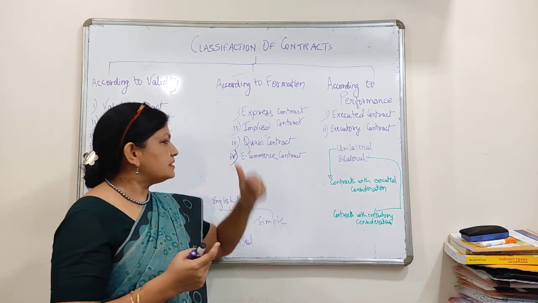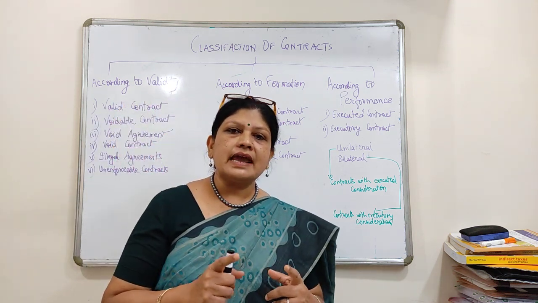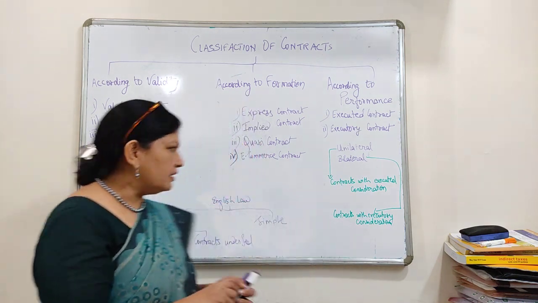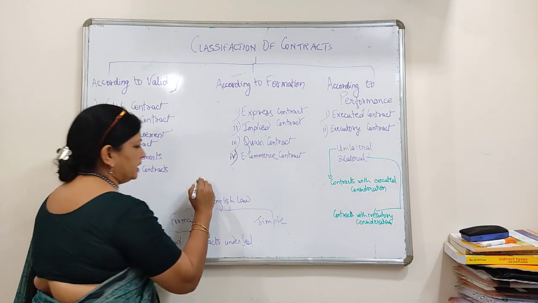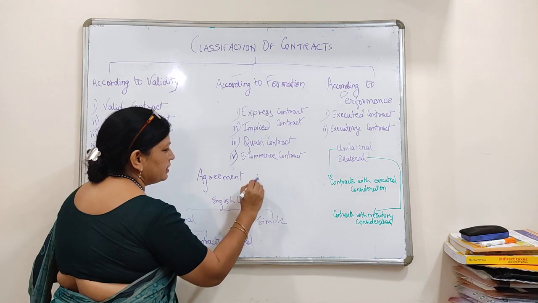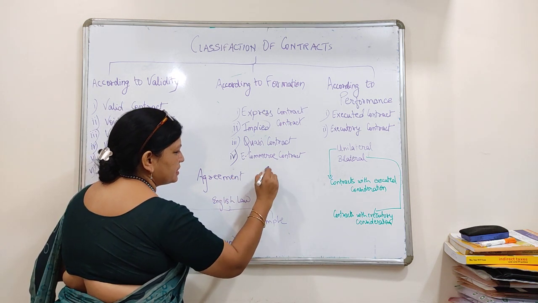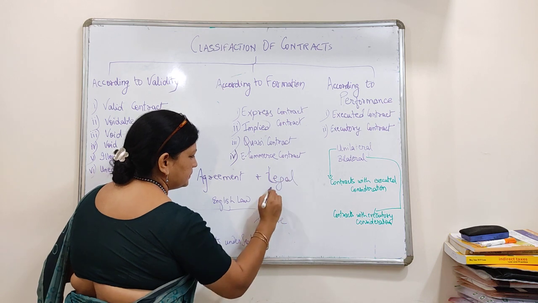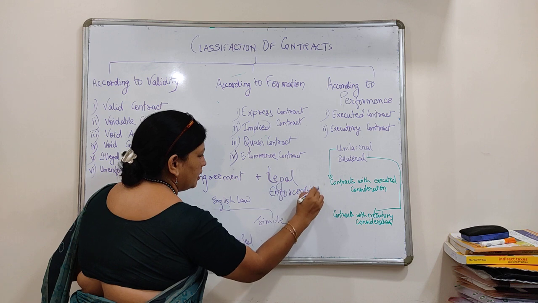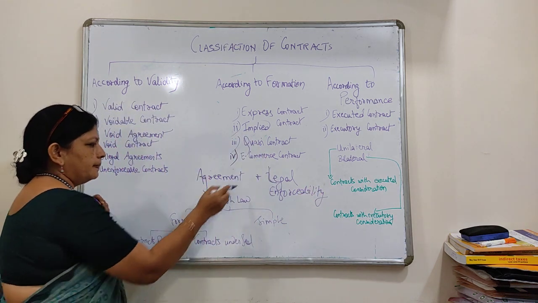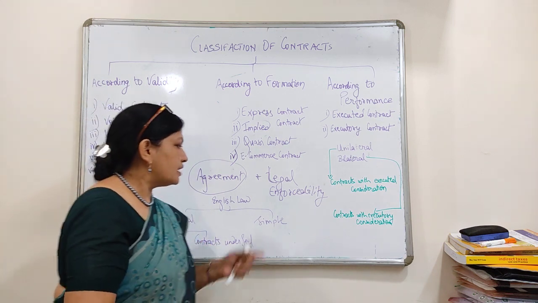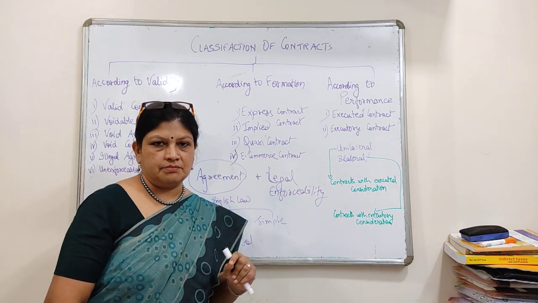And the next type is quasi-contract. Quasi-contract means semi-contract. Yesterday we had discussed that in a contract there are basically two ingredients, essential ingredients. They are agreement and legal enforceability. In case of quasi-contract, this important factor of agreement is missing. There is only legal enforceability.